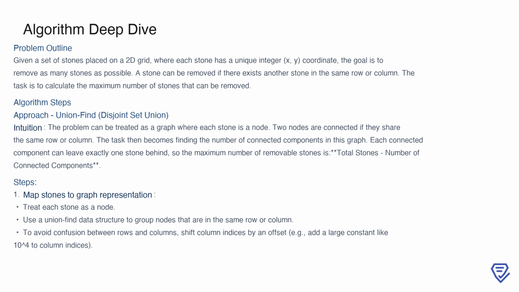To efficiently solve this, we'll use the union find data structure. First, we'll map the stones into a graph representation. Each stone becomes a node, and to handle the row and column connections, we'll shift the column indices by a large constant, such as 10,000. This ensures that row indices and column indices operate in separate spaces, avoiding any confusion during graph construction.